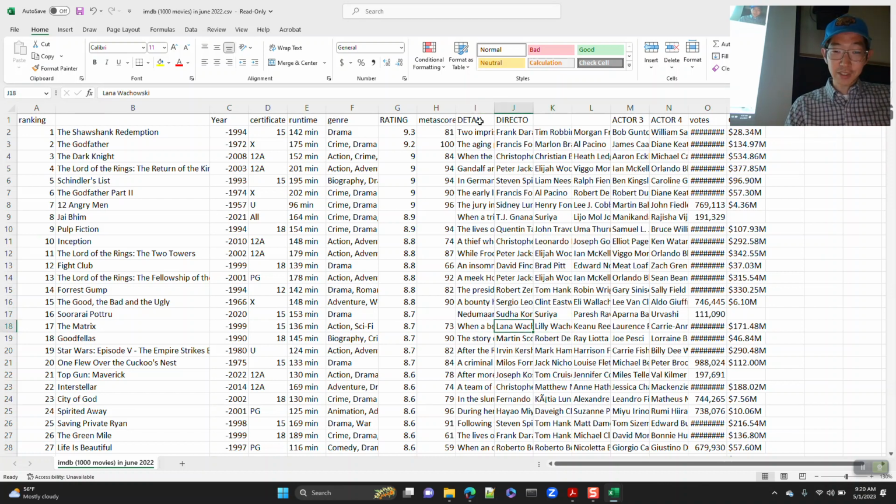Okay, and then there's also some issues here, right? So for example, The Matrix, okay? The Matrix was directed by the Wachowski sisters, and so Lana Wachowski shows up as director. Lily Wachowski shows up in the actor 1 column because there were 2 directors, right? So this shows up here. And then Keanu Reeves shows up in the actor 2 column.